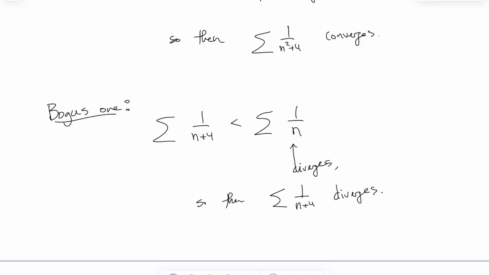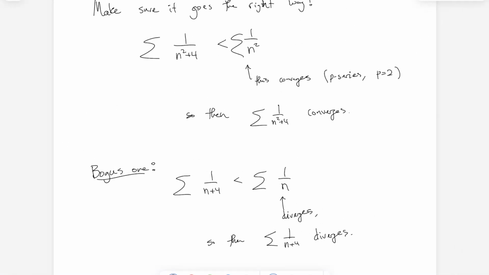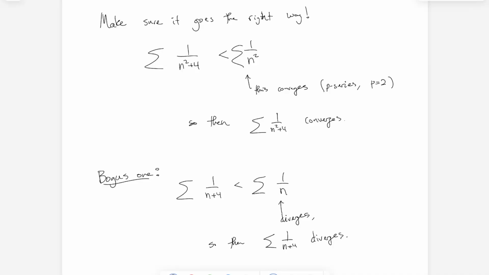Anybody see the problem? It's pretty similar to the one I wrote up there. Although I said make sure it goes the right way, here I said something the wrong way around. Yeah? With 1 over n being greater than 1 over n plus 4, you can't prove divergence of the smaller one. It's because here, this is the bigger one, and I said the bigger one diverges. It's like the bigger one is infinity. That doesn't mean the smaller one is also infinity, right? If the smaller one is infinity, then the bigger one also has to be infinity. But the other way around is not valid.